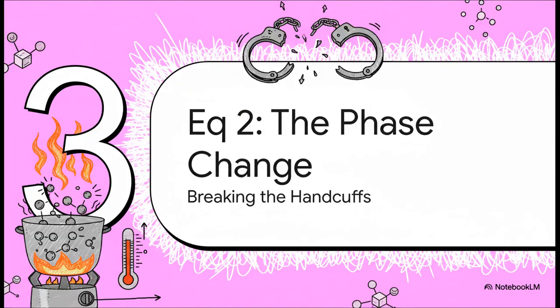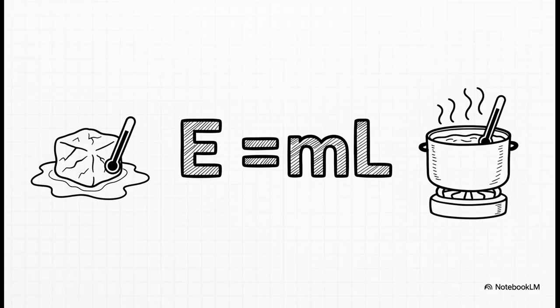All right, let's move on to our second tool. This is the one we use for those really weird moments when you're pumping tons of heat into something, but the thermometer doesn't move one bit. This is our breaking the handcuffs tool, the one we use for a phase change. And the equation is just beautiful and simple. E equals m times L. This is the latent heat equation.